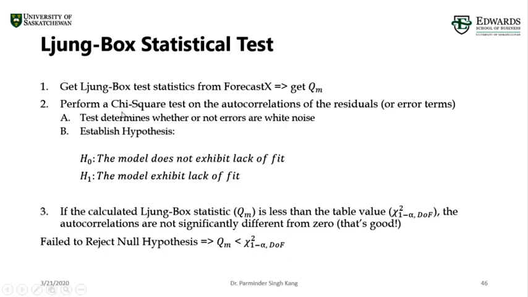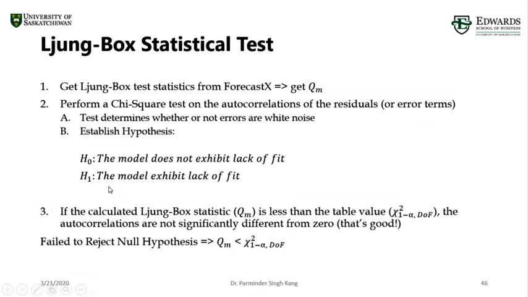Once we have the calculated Q values for the Ljung-Box test statistic from ForecastX, we are going to perform a chi-square test, in which we establish a null hypothesis: the model doesn't exhibit lack of fit, which means your residuals are white noise. The residuals are independent, right? The alternative hypothesis is that the residuals are not independent. There's serial correlation between residuals. When that happens, your model exhibits lack of fit. If you want to draw a conclusion, H0 simply means you have selected a correct ARIMA model. H1 means your ARIMA model is not correct. That's why there's a lack of fit.